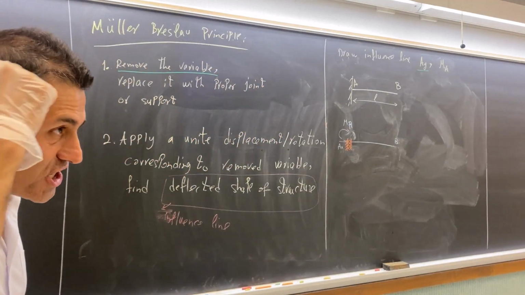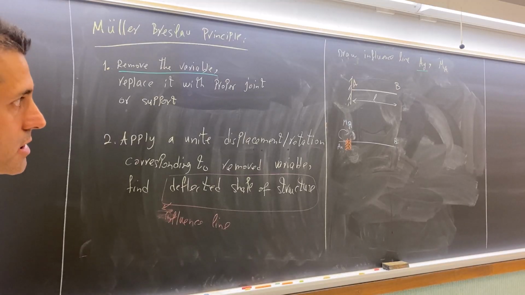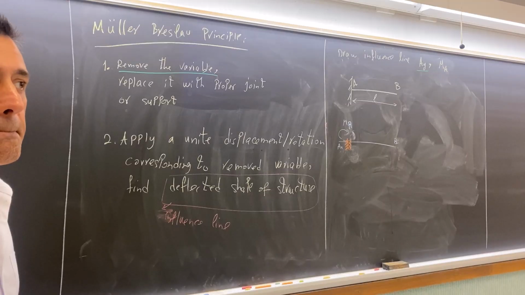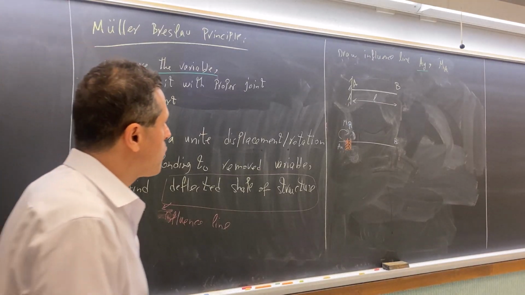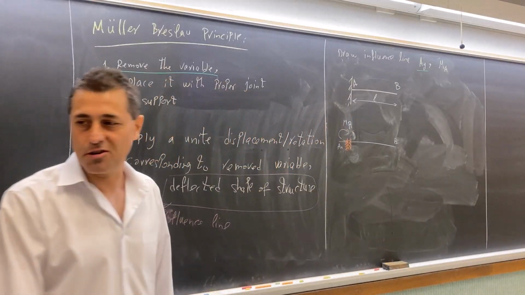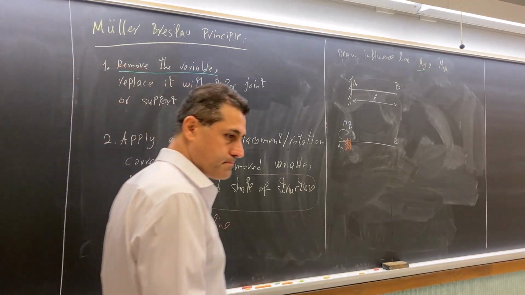And then she must imagine the deflected shape. This is kind of imagination. How would it deform? Point A shifts up. What about point B? All of it shifts up. Yes. So this is the answer.